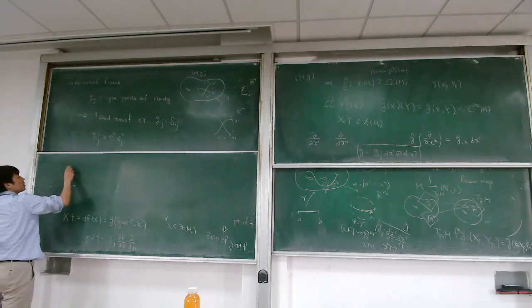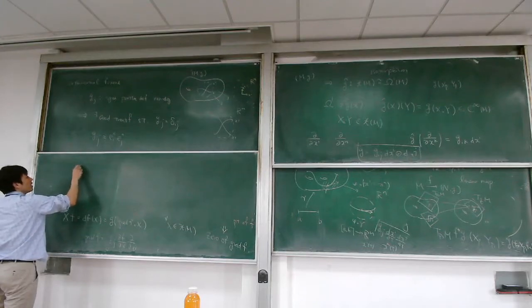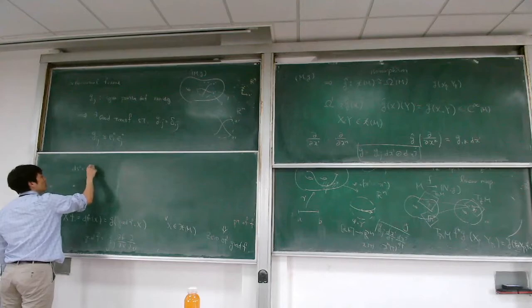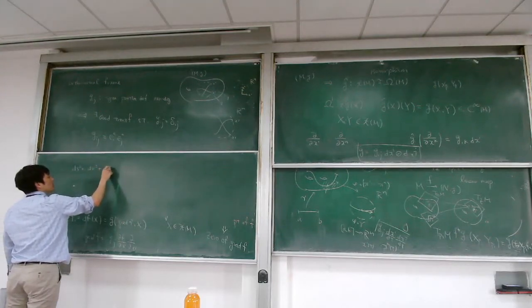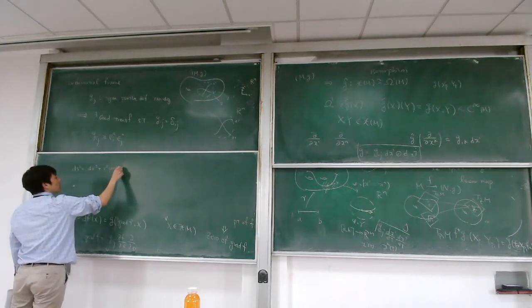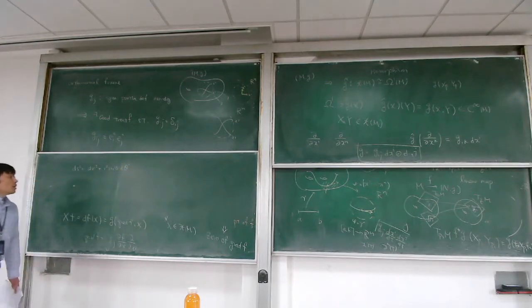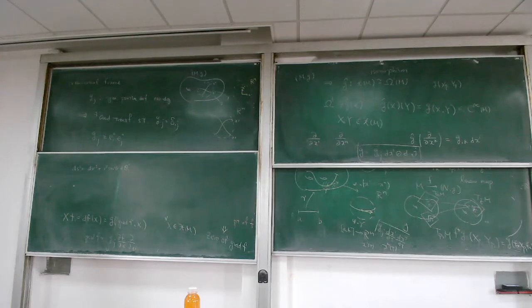So for instance, if you use the polar coordinates, is this the correct polar coordinate metric for R2? No. What is the correct polar coordinate metric for R2? Can you write that?